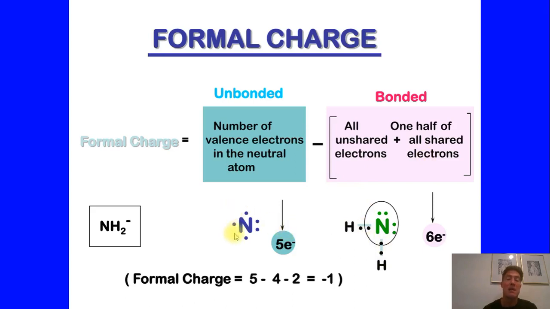So in this case, we're going to start with the 5 electrons that nitrogen starts with. We're going to subtract the 4 electrons in these 2 lone pairs. And then we're going to give nitrogen credit for 2 of the 4 electrons in these covalent bonds and subtract that. So it's 5 minus 4 minus 2. That gives us a formal charge of -1. Okay, and that's consistent because we know that this molecule as a whole has a -1. So you actually could assign the negative charge in this case to the nitrogen, but it's safer just to bracket the whole thing and throw it on the outside.